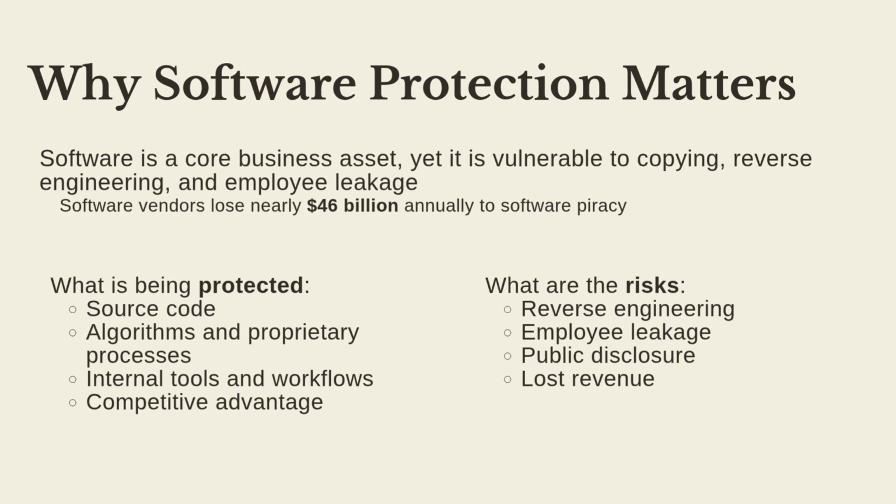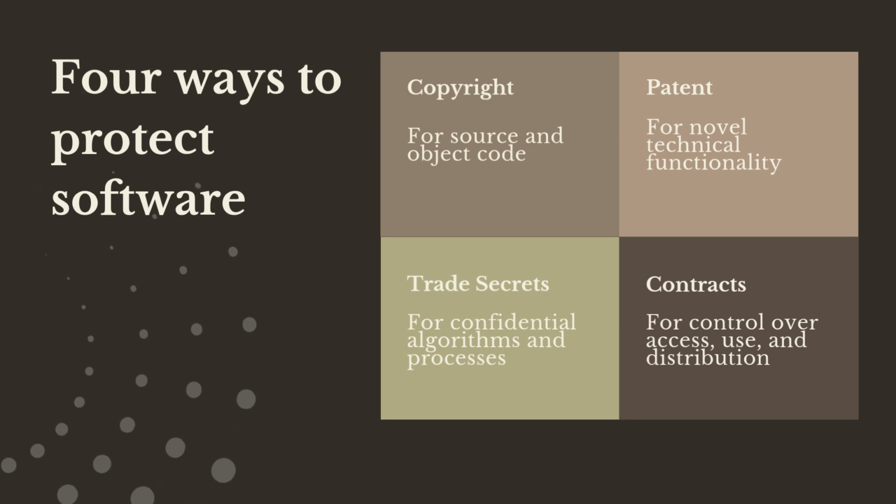Software vendors lose nearly $46 billion annually to software piracy, which is why it is critical to think proactively about protecting your source code, algorithms, internal workflows and tools, and your overall competitive advantage. There are 4 primary ways to protect software, including copyright, patent, trade secrets, and contracts.